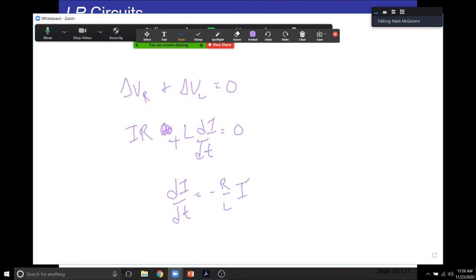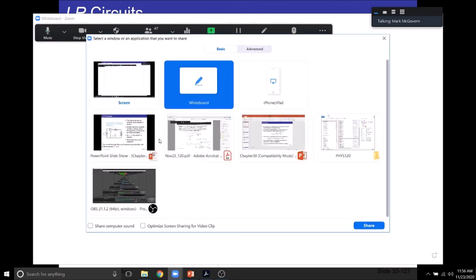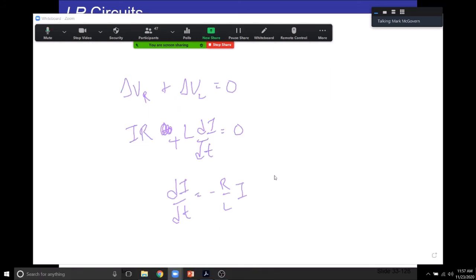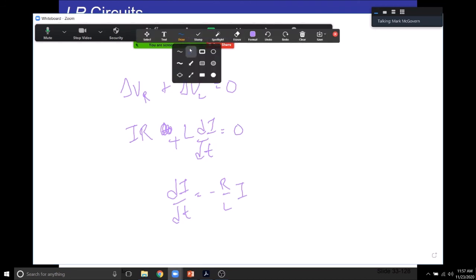The question is, what function is the time derivative of itself? That's an exponential function. The fact that the negative is here means it is a decay. So then we can go back, and that's exactly what we're looking at here. So you get this, but the way we want to rewrite this is as an exponential decay equation. So we actually want to think about it like this.